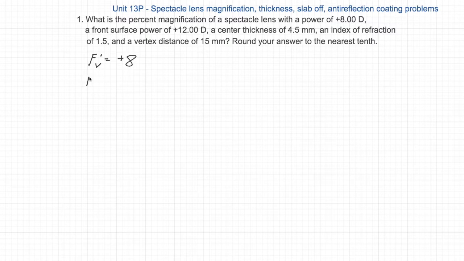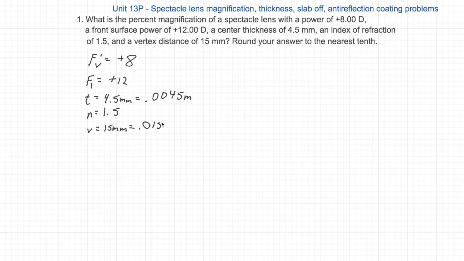So let's see what we know. We have the back vertex power is plus 8, the front surface power is plus 12. Thickness is 4.5 millimeters, which is 0.0045 meters. The index is 1.5. Vertex distance is 15 millimeters, which equals 0.015 meters. The magnification formula for spectacle lenses equals 1 over 1 minus CF1 times 1 over 1 minus VF prime V.